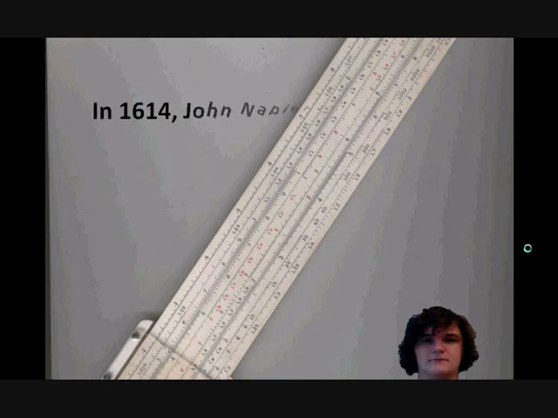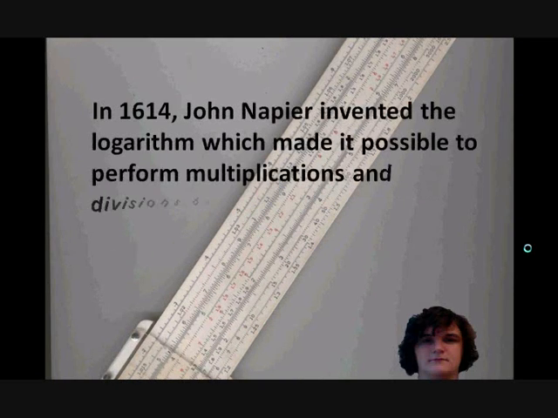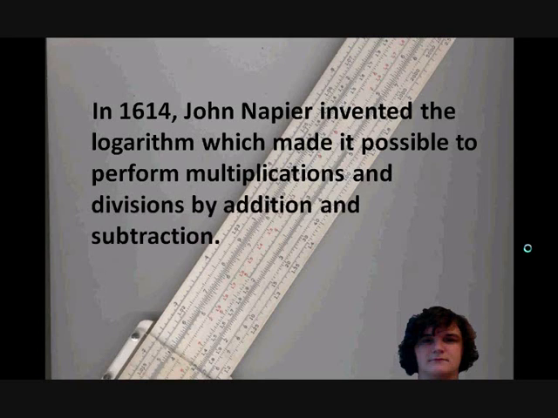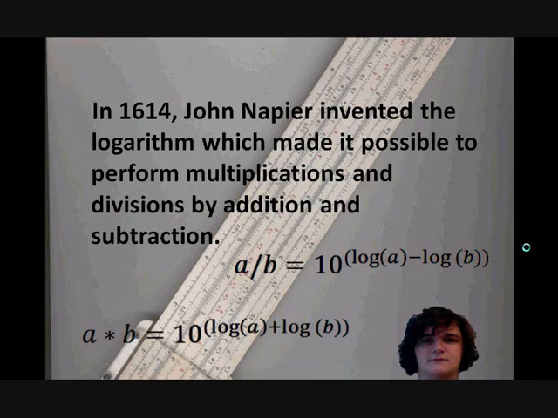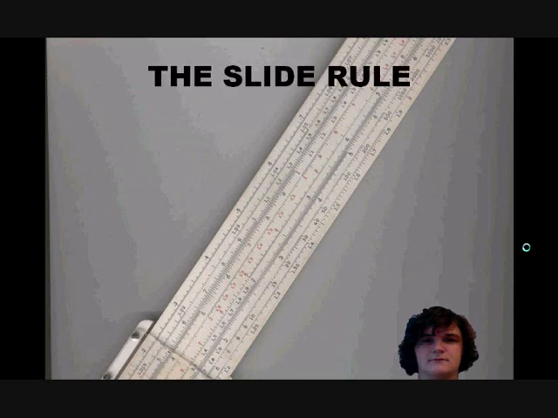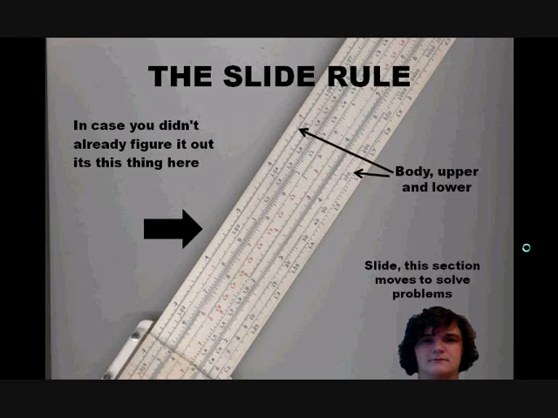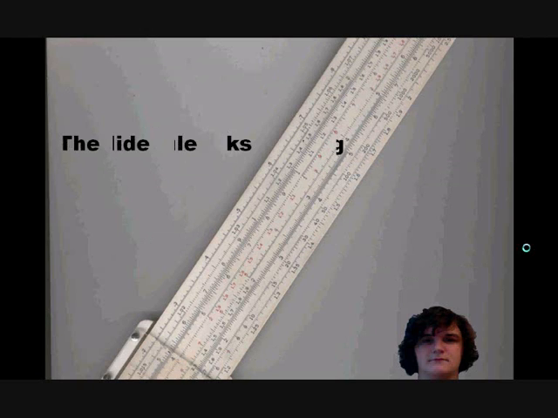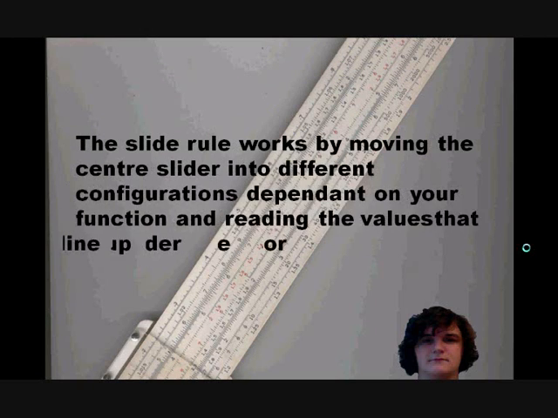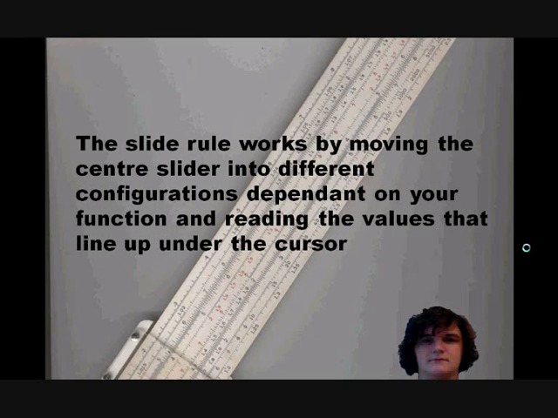In 1614, John Napier invented the logarithm, which made it possible to perform multiplications and divisions by addition and subtraction. You will probably recognise these two log laws. A slide rule is comprised of 3 main sections: the upper and lower body, the slide, and the cursor. To use a slide rule, you move the centre slider and the cursor and read from the appropriate scales.